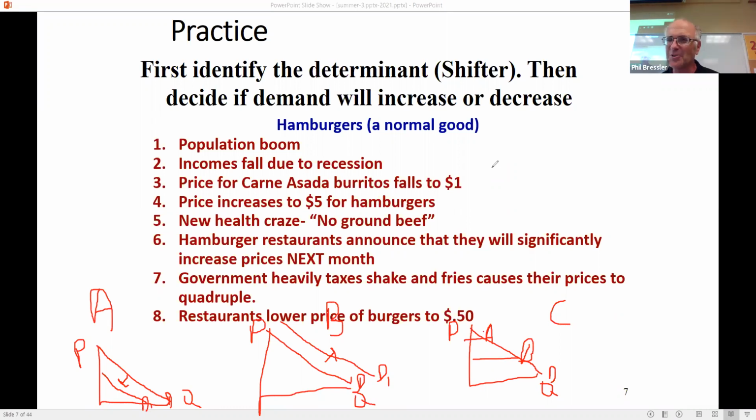Drew, why don't you try number 8? This one would be no shifter. Correct. The demand would increase. All right. What we would say, Drew, is quantity demanded would increase. When you say demand increases, you're saying the curve shifts. So we'd say quantity demanded increases. Subtle language that you'll get used to.